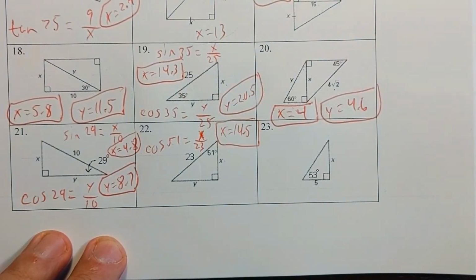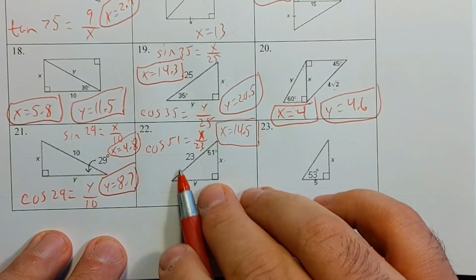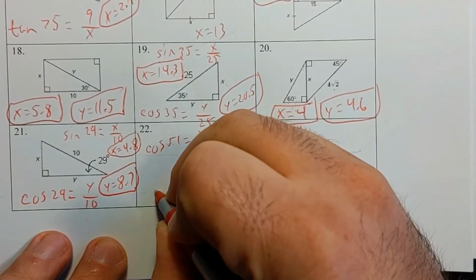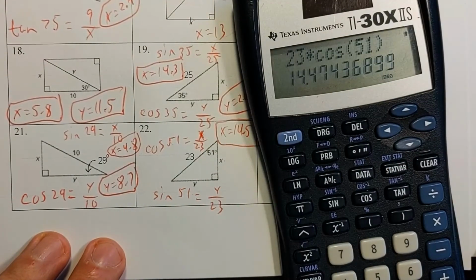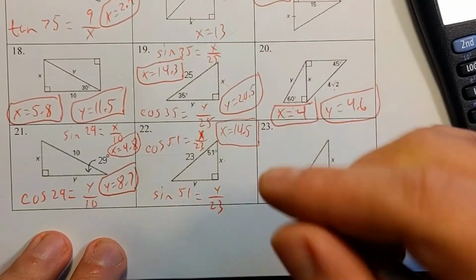And then you repeat the process with y. From that angle, y is opposite, 23 is hypotenuse, opposite and hypotenuse is sine. Opposite on top, hypotenuse on the bottom. Again, you're multiplying, and you get 17.9.